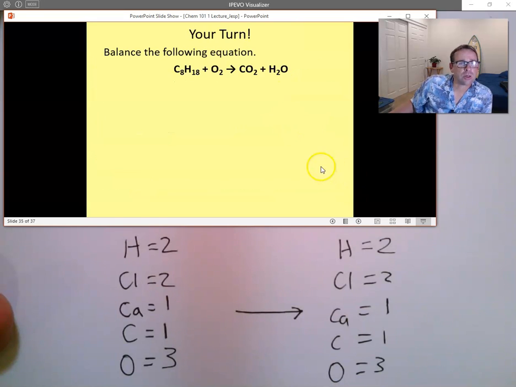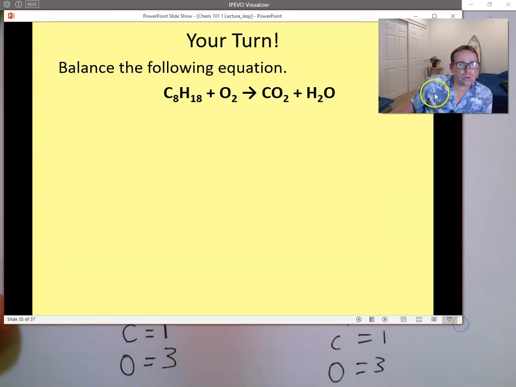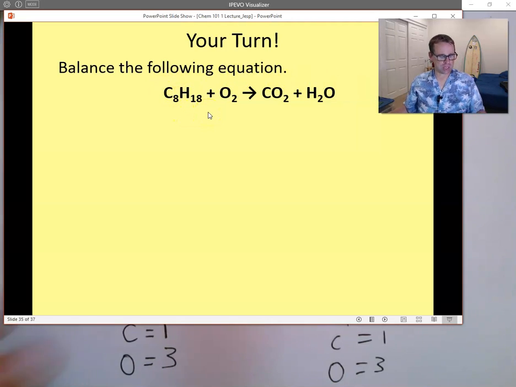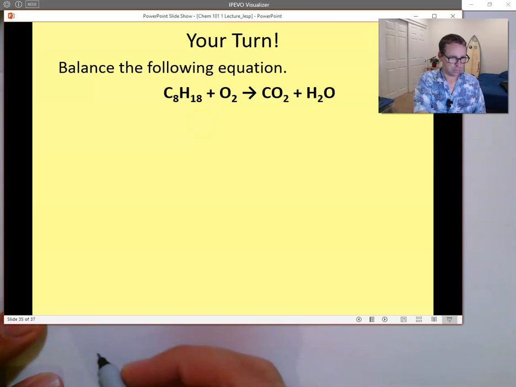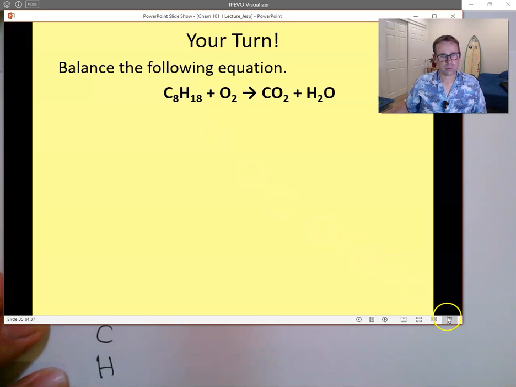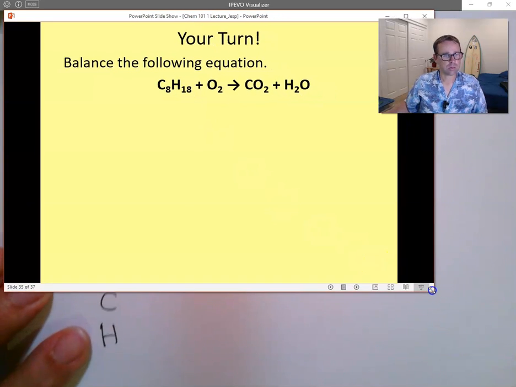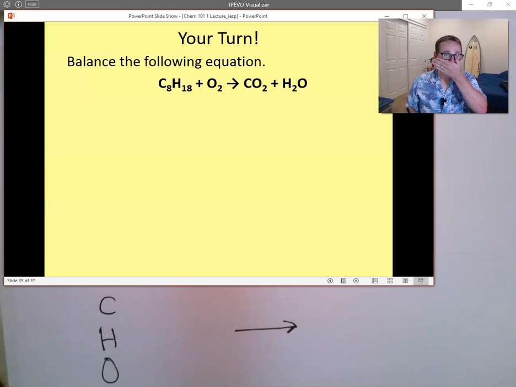All right, so here it is. Here's an opportunity for us to balance our own equation. Let's look and see what kind of elements are on the left side of the equation here. What kind of elements do we have? We have carbon, hydrogen, and oxygen. Okay, very good. Now hopefully those are the same things we have on the right side of the equation, is it?